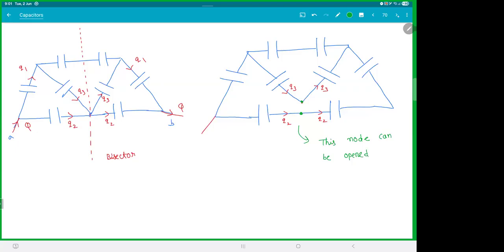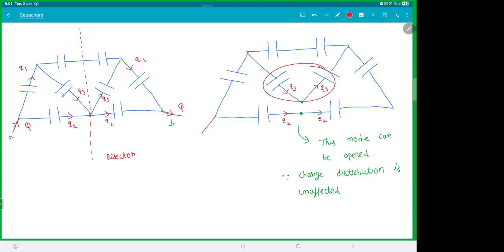Why can you open it? Because the charge distribution is unaffected. By opening that node, did you mess up the charge distributions? No, the charges are exactly the same as before. It doesn't matter whether the junction is there or not there. Charge distribution is unaffected. But once you remove the node, you can clearly see the circuit becomes simply series parallel.